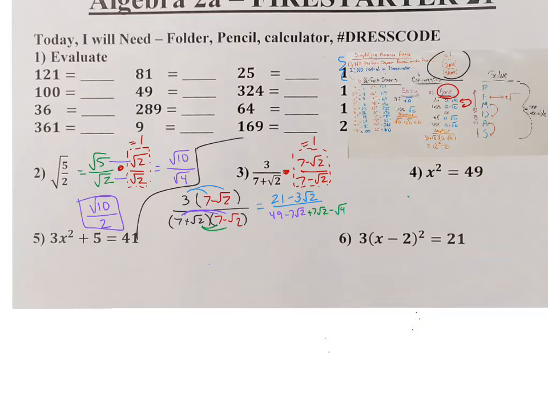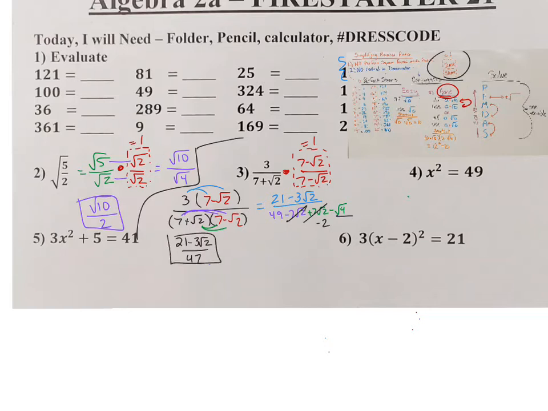We did not mess up, even though this is really messy right now. Look at this, those cancel just like we had hoped. That turns into minus 2. So the whole thing on the bottom becomes over 49 minus 2, which is 47. And the top stays the same, minus 3 radical 2.